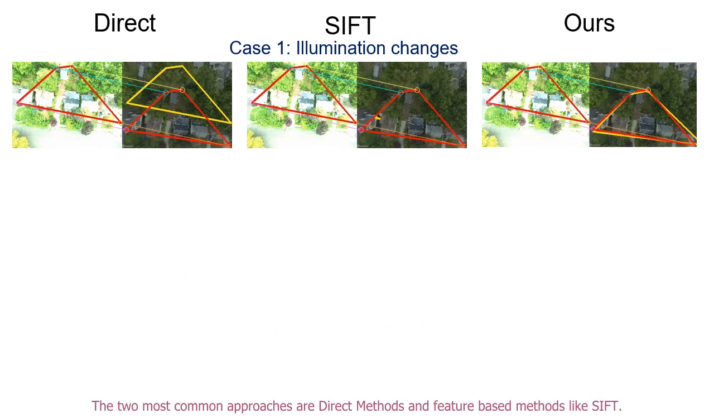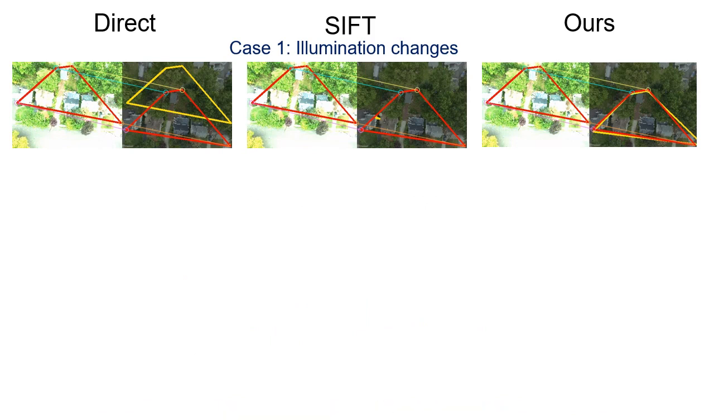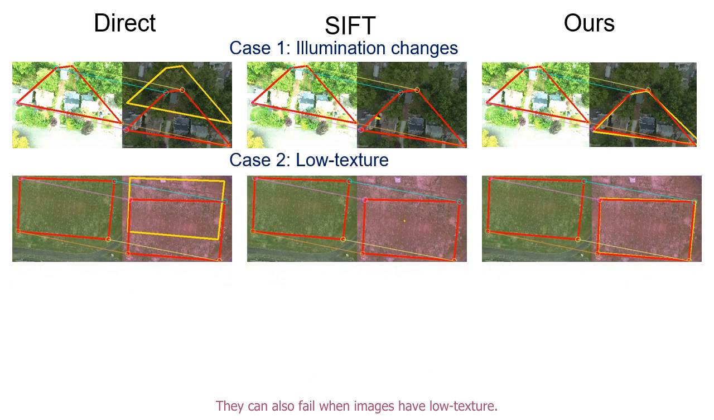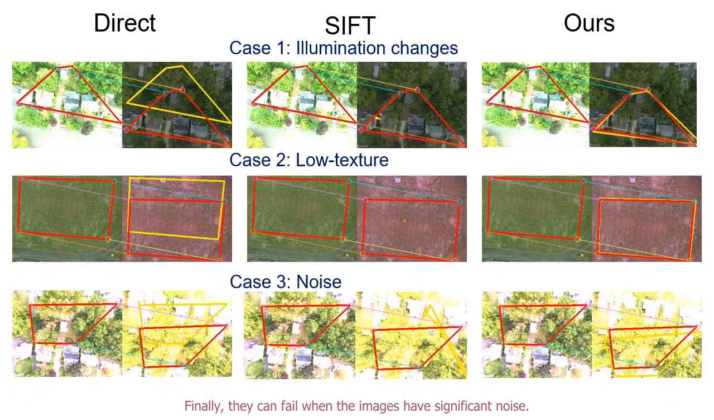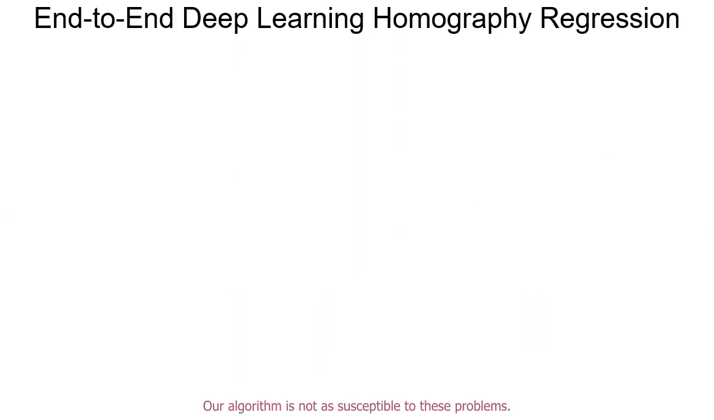The two most common approaches are direct methods and feature-based methods like SIFT. These methods struggle with large illumination changes. They can also fail when images have low texture. Finally, they can fail when the images have significant noise. In these examples, red represents the ground truth correspondences and yellow the estimated correspondences. Our algorithm is not as susceptible to these problems.